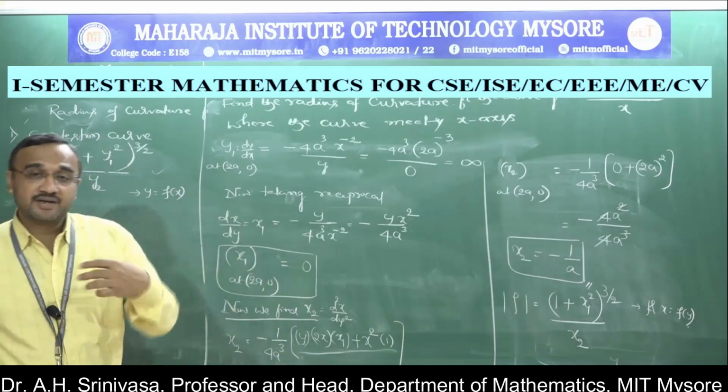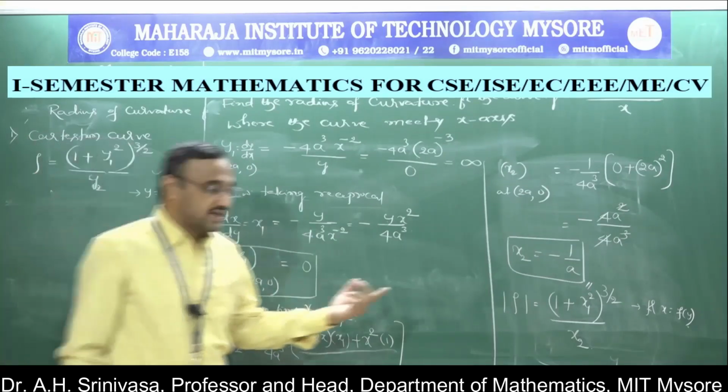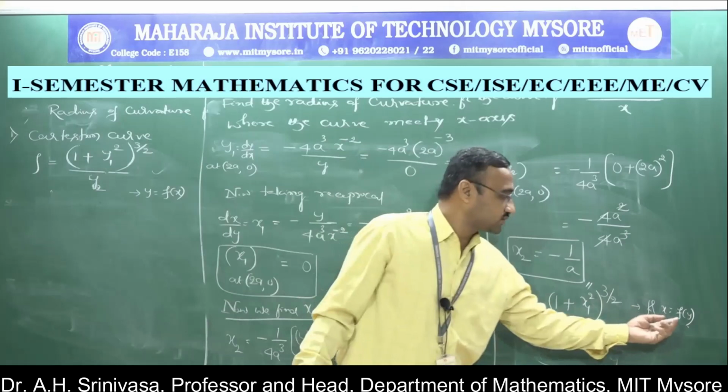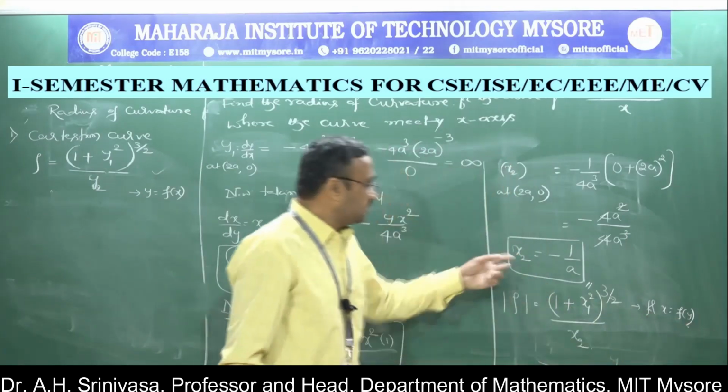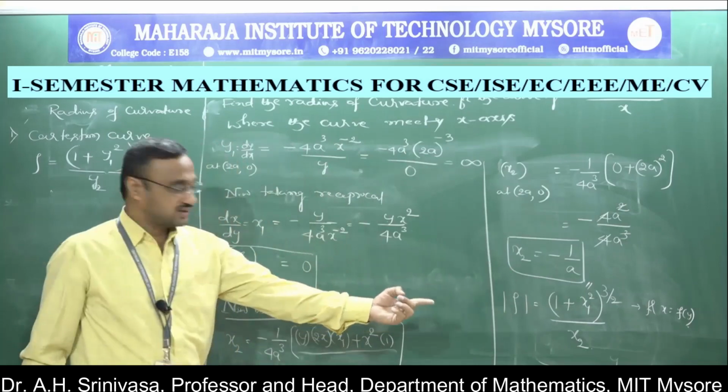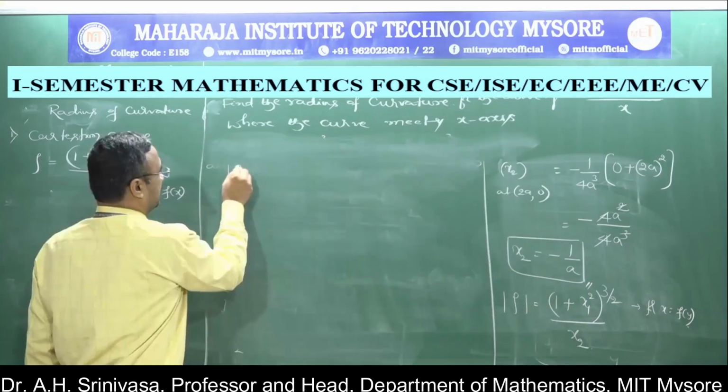Dependent to independent, then independent to dependent. So then the curve will be changed in the form of x equal to f of y. Is it clear? Then what about the obtained value? We have to substitute. Here you get an absolute value.